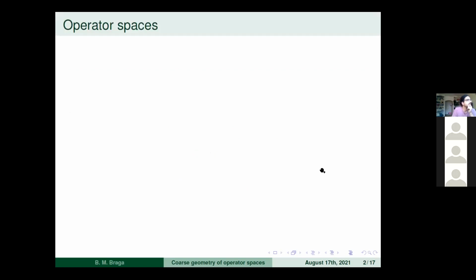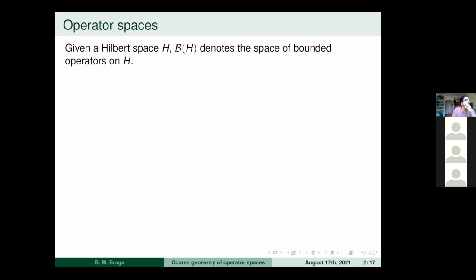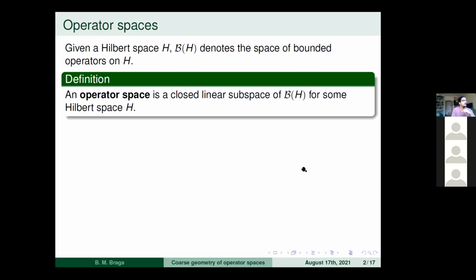So the very basics here. Throughout this talk, H is always going to be a Hilbert space, and B(H) the space of bounded operators on H. And by an operator space, what I mean is a closed linear subspace of B(H). Okay, so every time I'm talking about an operator space, I am fixing some H, and I'm thinking about this space as being inside of B(H).